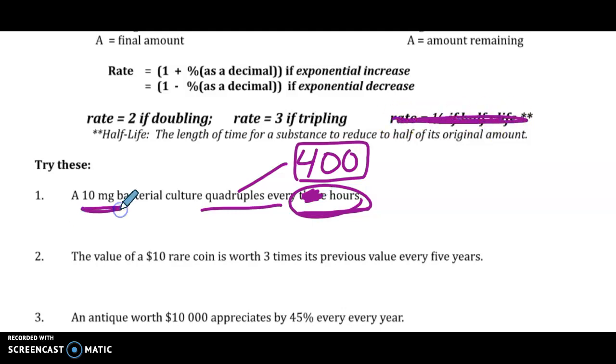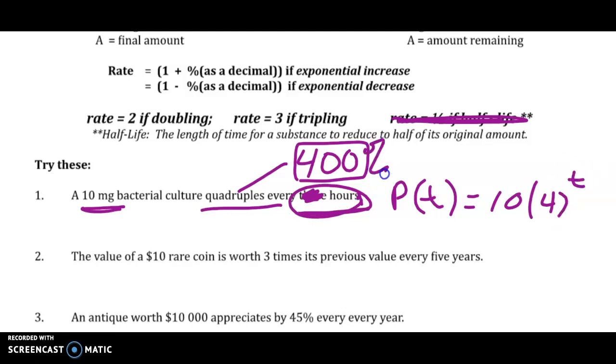So if I just had 10 milligrams and it quadruples every hour, let's call this P of T, the population at a certain amount of time. We'd have to define these things, but we're not going to do that right now. We'll just go with this. We start with 10. That's our initial value. And then you're multiplying by 4, and T goes there. So it's 400%, which turns into 4. So 10 times 4 to the power of T.